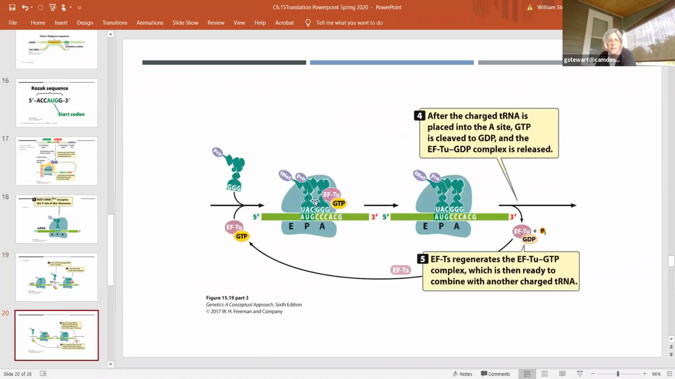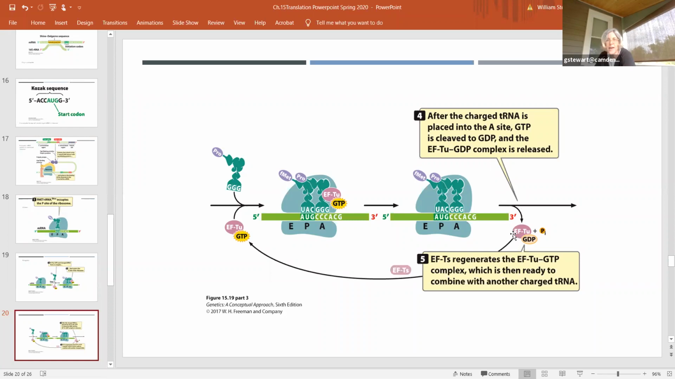Okay, there it is. They popped in there. After the charged transfer RNA is filled in the A site, the GTP is cleaved, so we're going to release the energy, and that's going to be used to form the peptide bond. Okay. The elongation factor and the GDP are going to exit, and this molecule here, elongation factor Ts, is a helper.